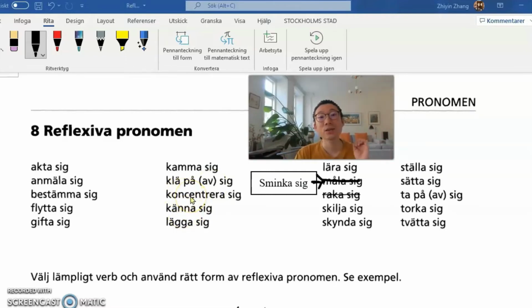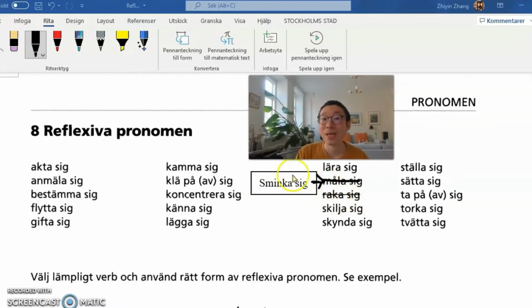Koncentrera sig, to concentrate yourself. Känna sig, to feel something. For example, you say, I feel good. På svenska, jag känner mig glad. Lägga sig, go to bed. To put yourself into bed. So, lägga sig. Lägga means actually to put. So, put yourself into the bed. Lägga sig. Lära sig, to learn, or to teach yourself if you want to translate it directly.